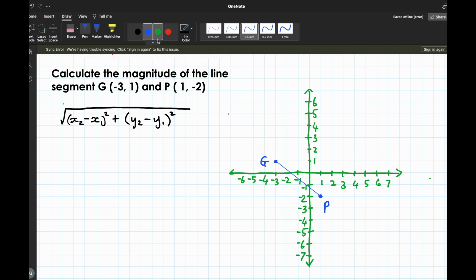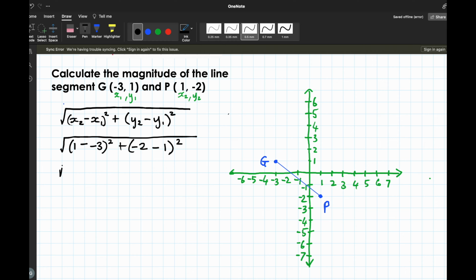This is our formula that we use to calculate the length: X1, Y1, X2, Y2. X2 is represented by 1, so I'll have 1 take away X1, which is -3, squared, plus Y2, which is -2, take away 1, which is Y1, squared. So 1 take away -3, if you put that in your calculator, you end up with 4 squared, plus, and this is the important part, -2 take away 1 is -3.